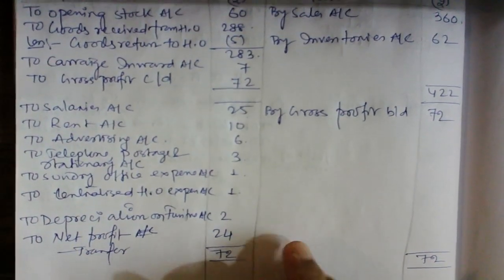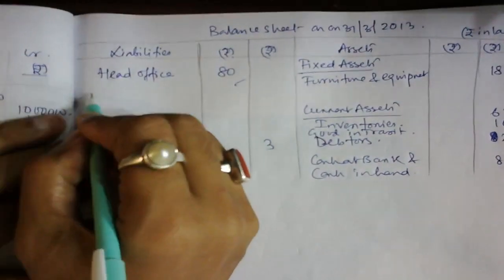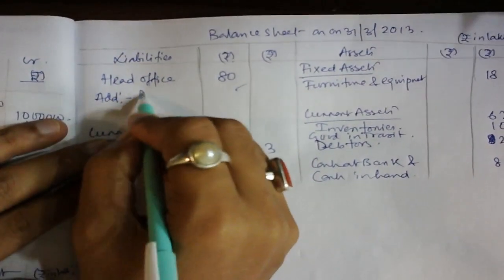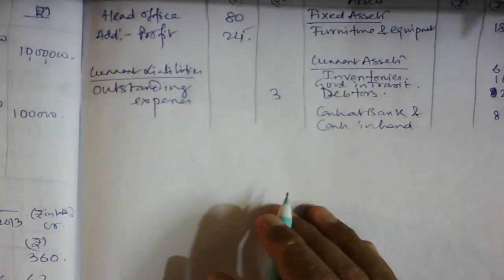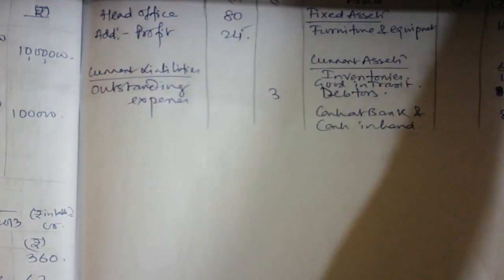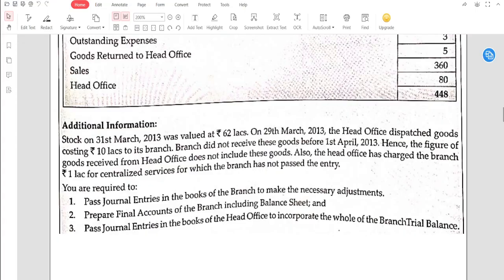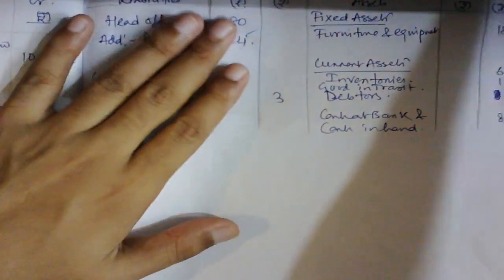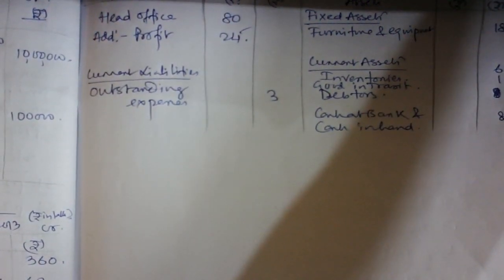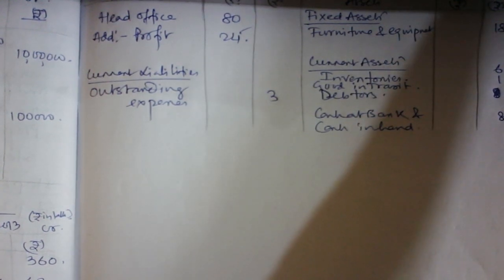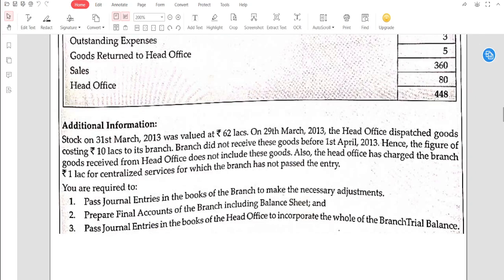Okay, 24 lakh. Now you can add here HO profit, 24 lakhs. Now what we need to do, just see. We cannot make anything else with respect to the HO books. We cannot close the HO books right now, it is difficult, because there are many adjustments in the HO books. All the assets and all the liabilities are transferred to the HO accounts. So do you know what we need to do? We need to do the journal entry in the books of HO.